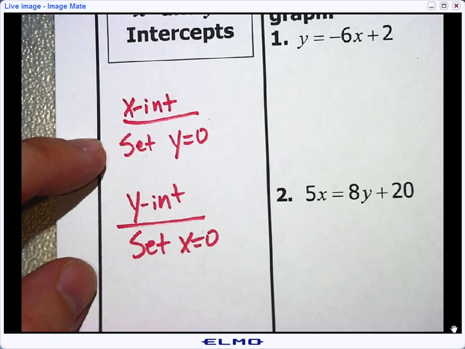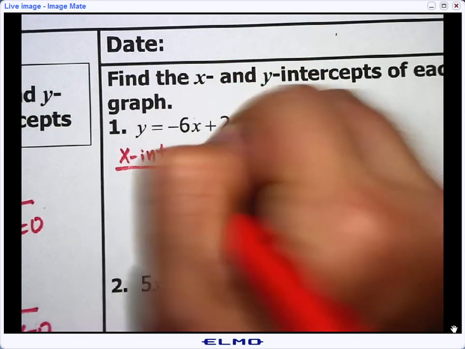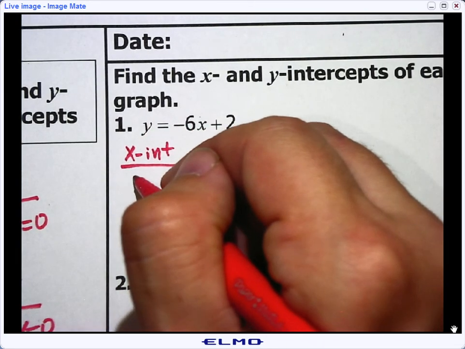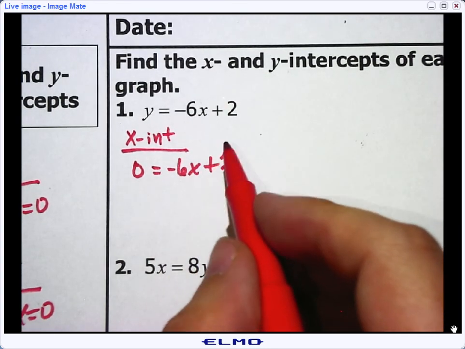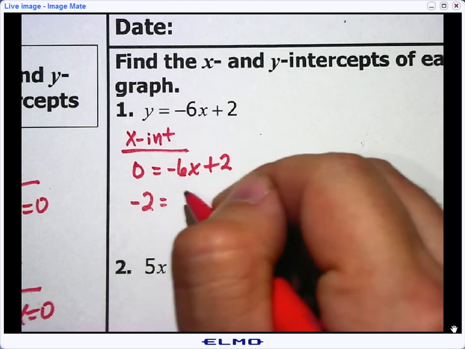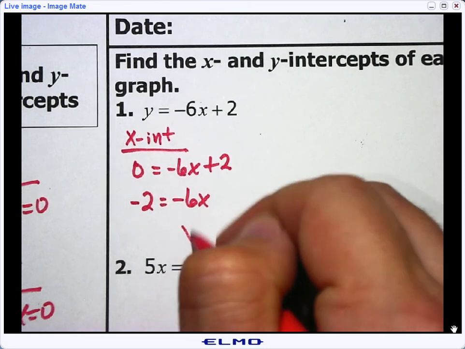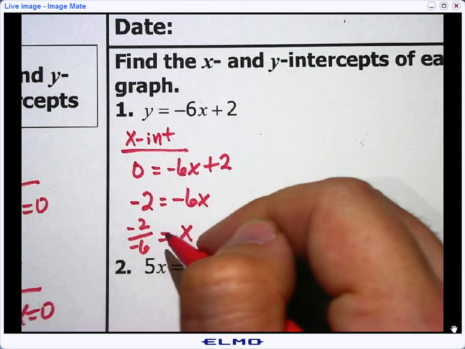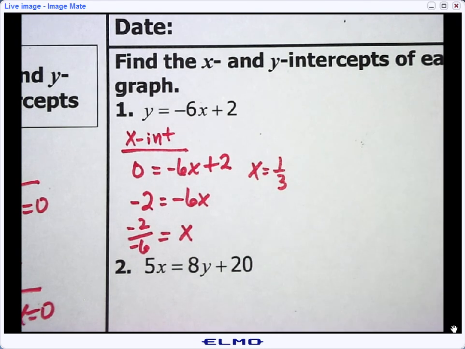So two things we have to do for each equation. One, we're going to set the y equal to 0, solve for x. The other one, we're going to set the x equal to 0, solve for y. So step number 1, I'm just going to start with the x-intercept. I'm going to rewrite this equation, but I'm going to replace the y with 0. So we would have 0 equals negative 6x plus 2. Now solve for x. You would subtract 2 from both sides to get negative 2 equals negative 6x. Divide both sides by negative 6, and that gives us x equals negative 2 over negative 6. We're going to clean this up, so I get the final answer of x equals positive 1/3.